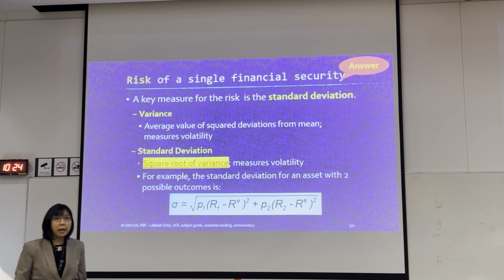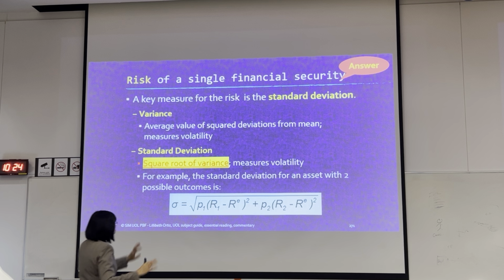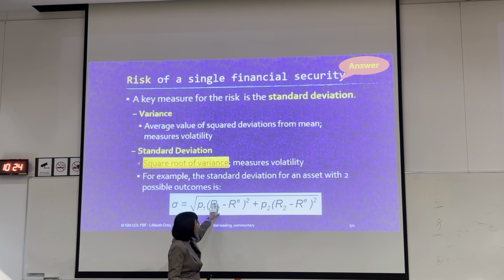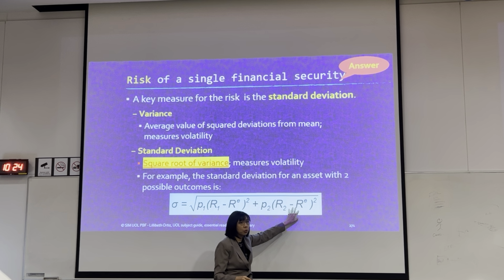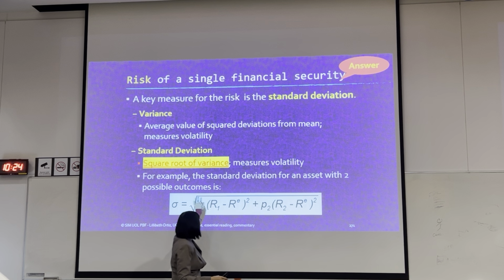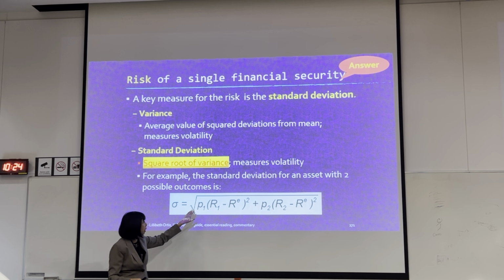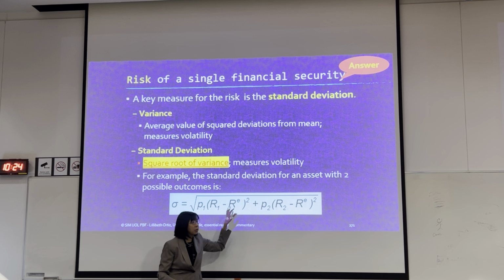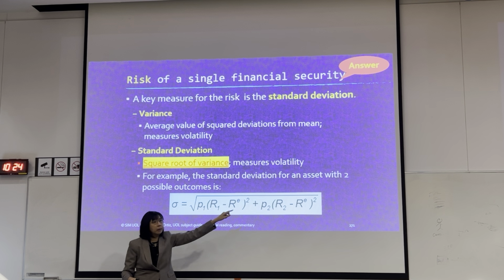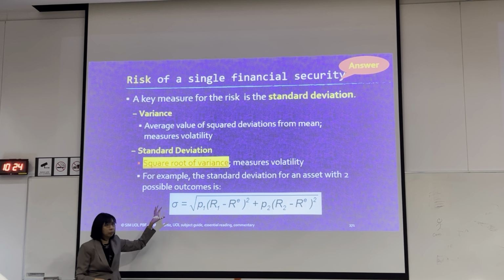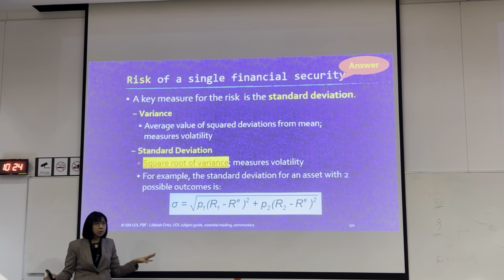Okay, so let's say you have an asset that has two possible returns, R1 and R2, in the future, and you know the probabilities of R1 and R2 occurring. This is their variance. You take the square root of that, that is your standard deviation. So this is just your good old statistics.